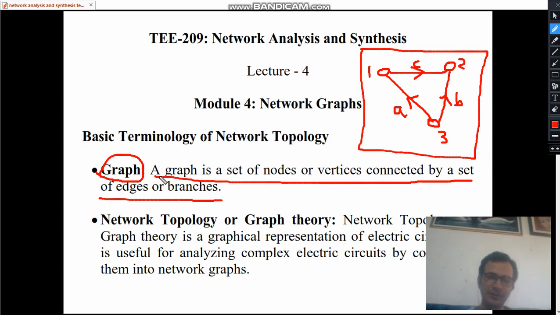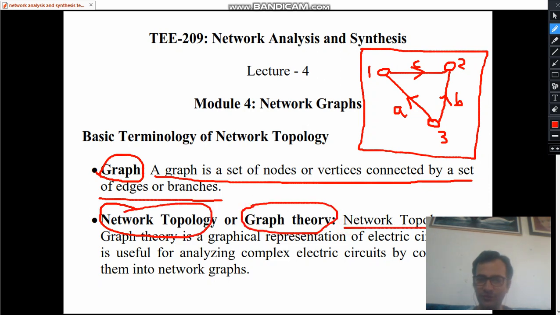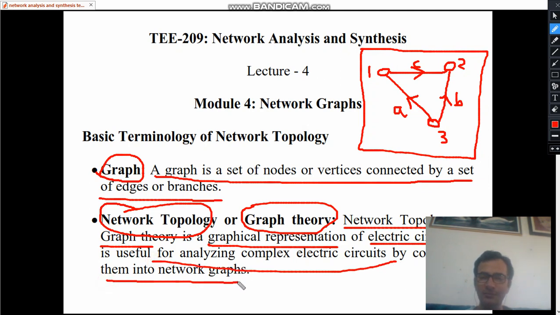So what is a graph? A graph is a set of nodes or vertices connected by a set of edges or branches. Now what is network topology or graph theory? Network topology or graph theory is a graphical representation of electrical circuits. It is useful for analyzing complex electrical circuits by converting them into network graphs.